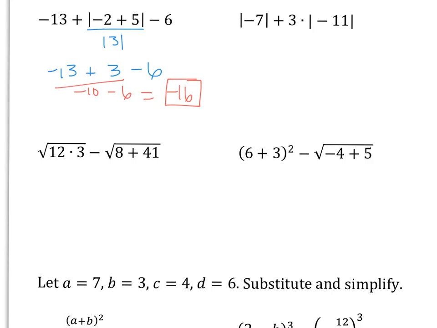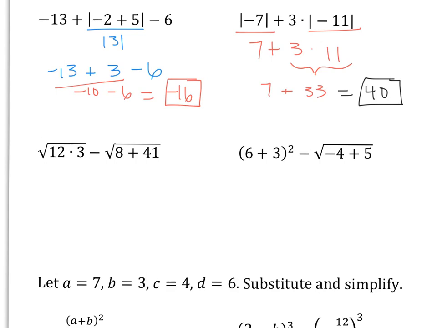And I have the absolute value of negative 7 plus 3 times the absolute value of negative 11. So here, the absolute value of negative 7 is 7, and then the absolute value of negative 11 is 11. So I'll add in here the other operations, 7 plus 3 times 11. So now it's 3 times 11 that needs to be completed first, and 3 times 11 is 33. So I have 7 plus 33 to give me 40 as my final answer here.